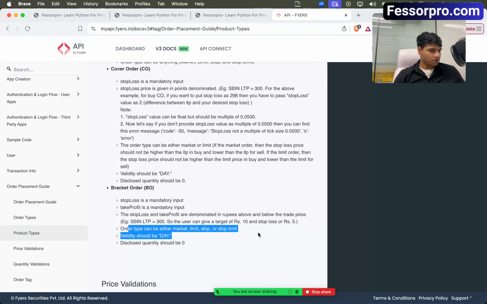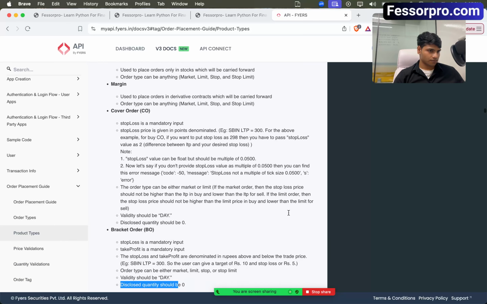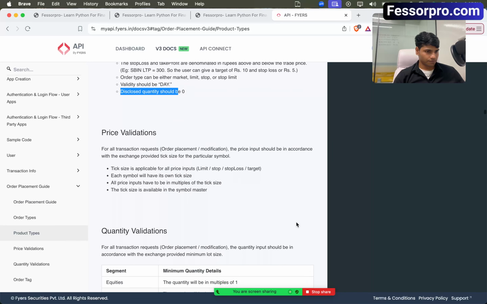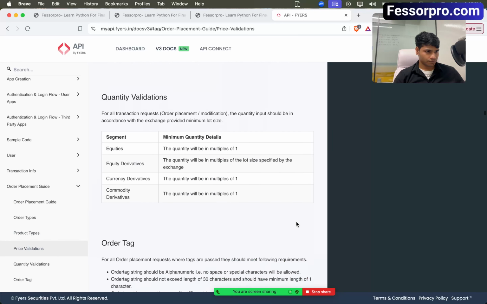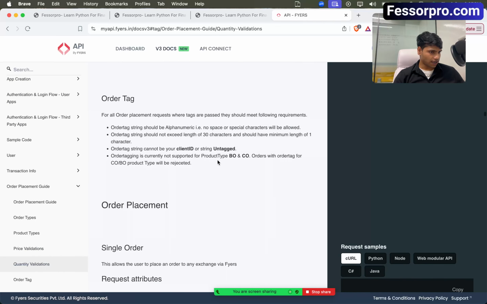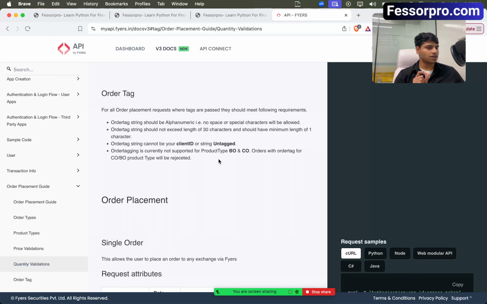Order type can either be market, limit, stop, anything. Validity should be day. Disclosed quantity should be 0. Now they just added another feature called order tag. So when you're placing an order, you can also give some tag to your order so that you can keep track of it later if you want.